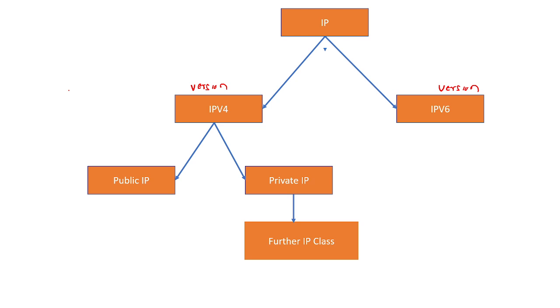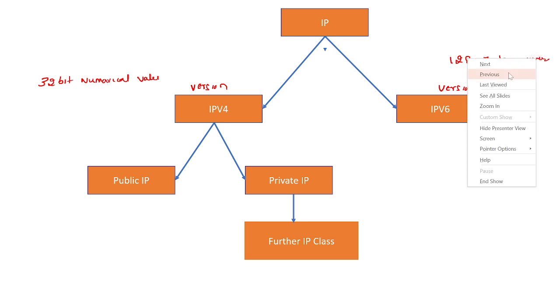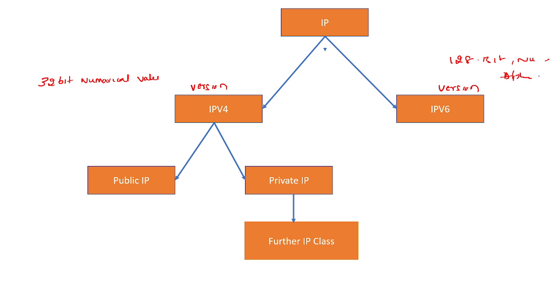So this IP version 4 is a 32-bit numerical value. IP address will be written like that, a 32-bit numerical value. IP version 6 is a 128-bit. It is hexadecimal, numerical and alphabets also there. Alphabets also there. I'll show you that.